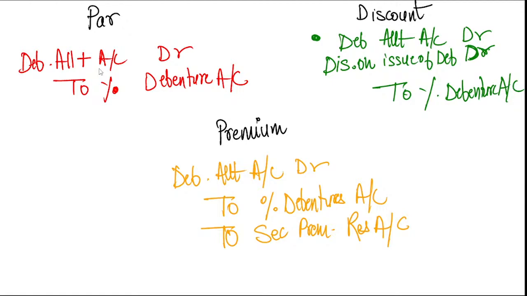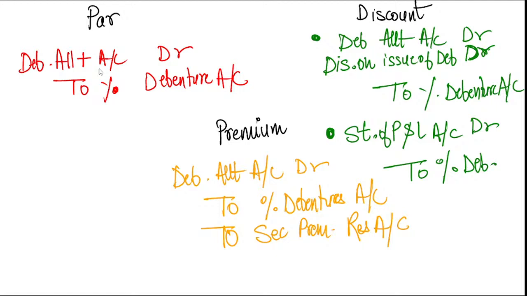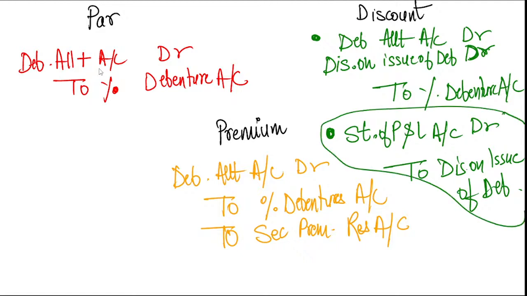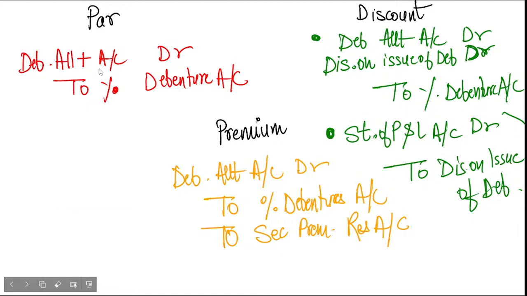And as this is a loss, we will write it off from our profits. So the journal entry will be: statement of P&L account debit, to discount on issue of debentures. We are writing off the discount, so we will credit discount on issue of debentures. So always remember that when the debentures are issued at discount, we have to write off the discount from our profits. So these are the different cases: issue at par, issue at premium, issue at discount.